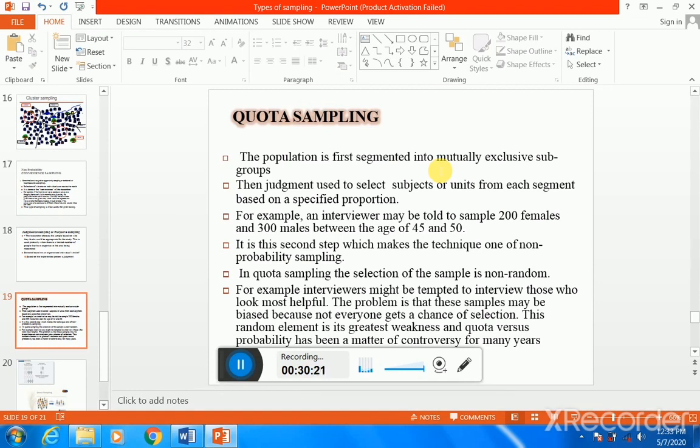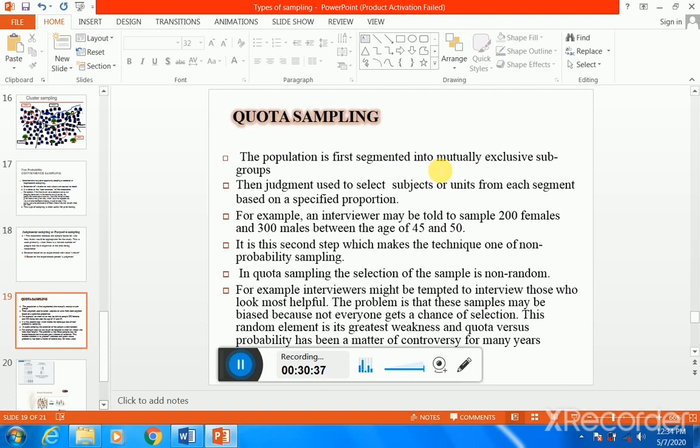Like I said, for example, toss a coin. Either it is head or it is tail. If head comes, it is one aspect; if tail comes, it is another aspect. They have no common characteristics. These are known as mutually exclusive. In quota sampling, first we make the mutually exclusive groups.